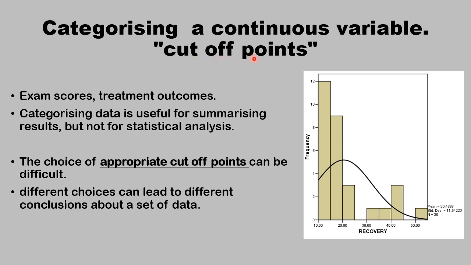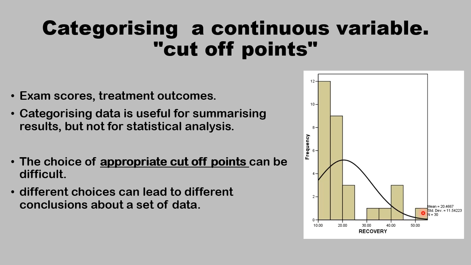Sometimes it is natural, like in this curve, for example, that plots recovery after a certain operation with the number of patients. It's natural to have the cut-off points here where you don't have any patients at all. So you can term this group early, this group intermediate, and this group as late recovery.